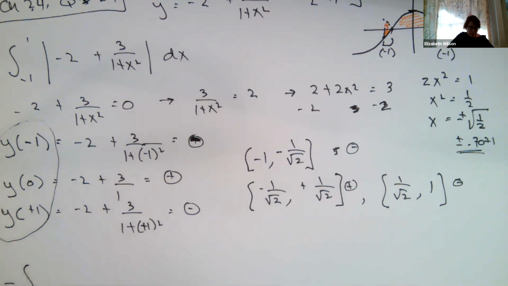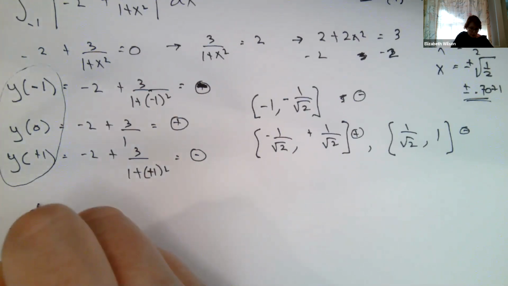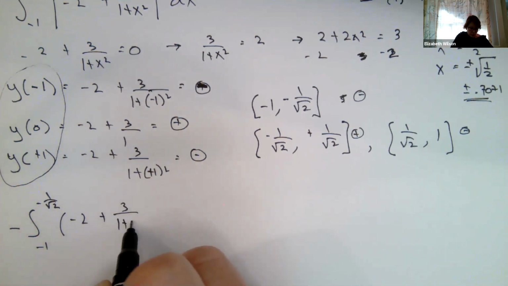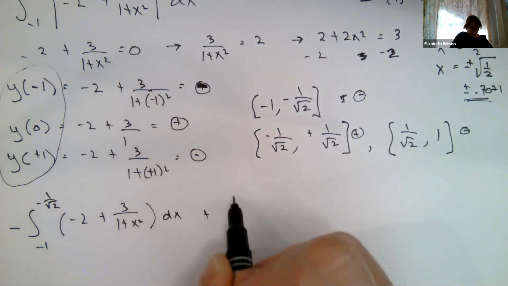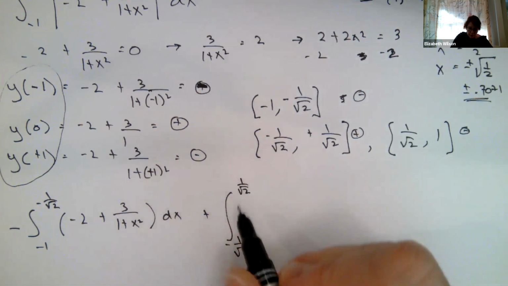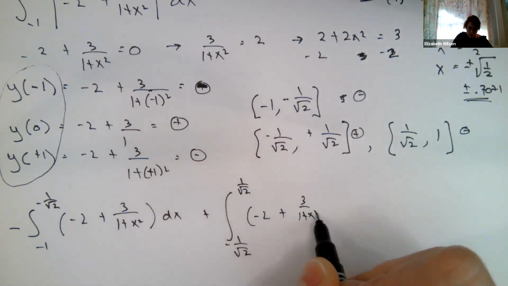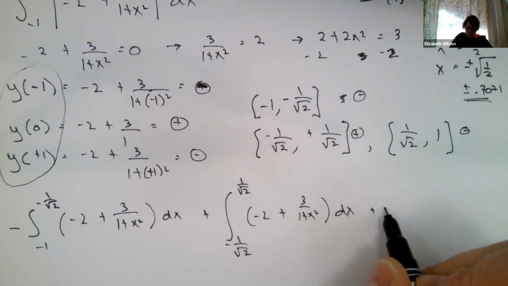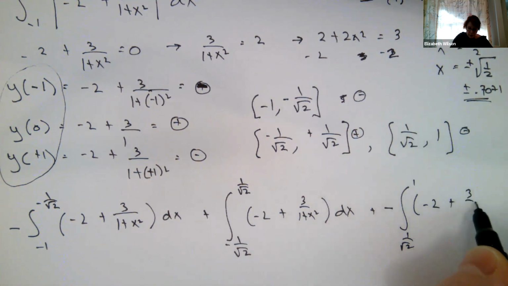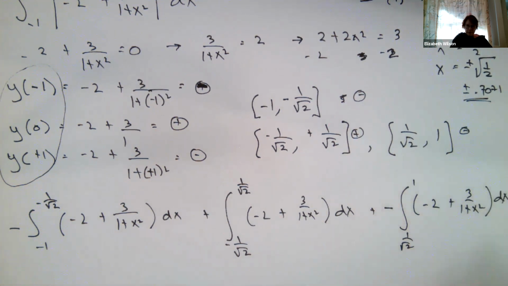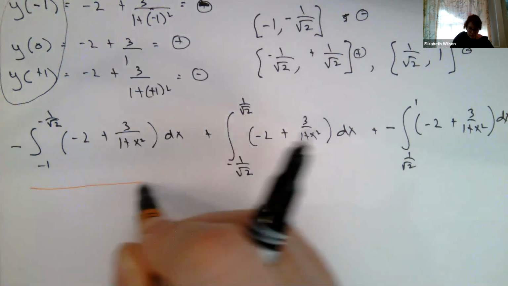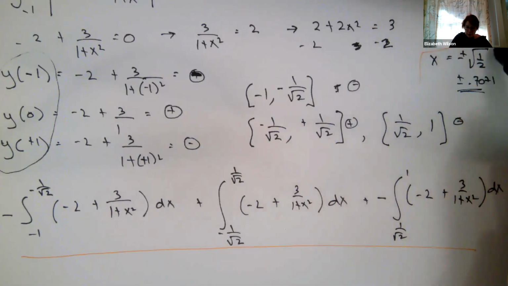So it's going to be the integral from -1 to -1 over radical 2 of this function here, -2 plus 3 over 1 plus x squared dx, plus, this is the positive region, from -1 over radical 2 to 1 over radical 2 of -2 plus 3 over 1 plus x squared dx, plus, and we have to do a minus, the integral from 1 over radical 2 to 1 of -2 plus 3 over 1 plus x squared dx. Okay, so this is our integral. This is what we need.